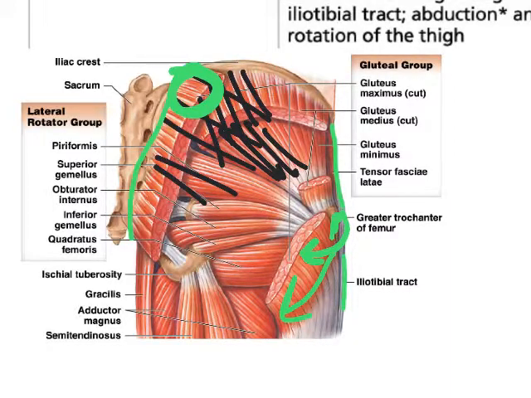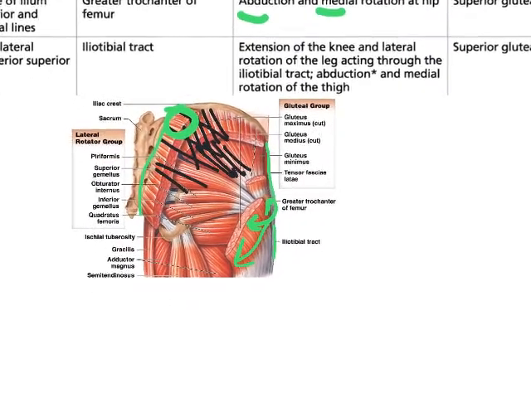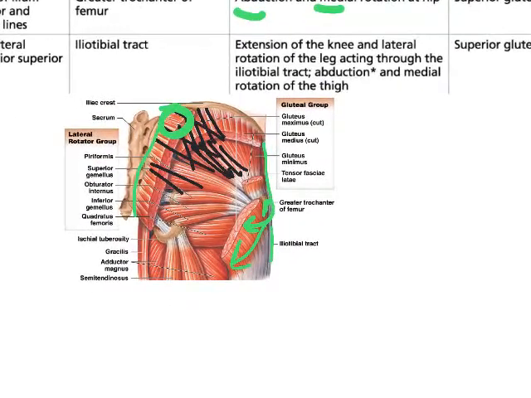And so when that contracts, because it's a very long muscle, we'll see on another picture, and goes all the way down to the knee, you do get some extension of the knee. You get some external or lateral rotation of the leg, and you get abduction, just like you've been getting with some of the gluteus muscles, and then medial rotation of the thigh.